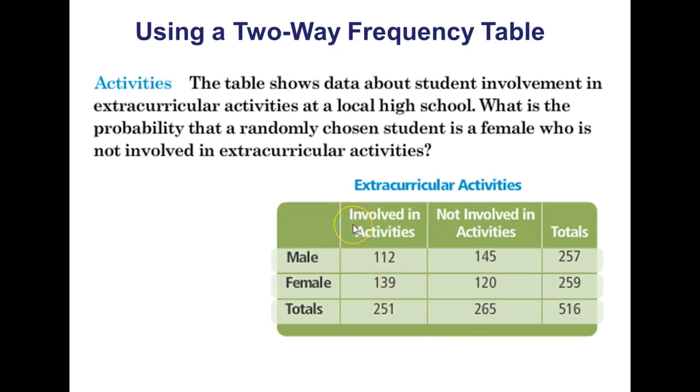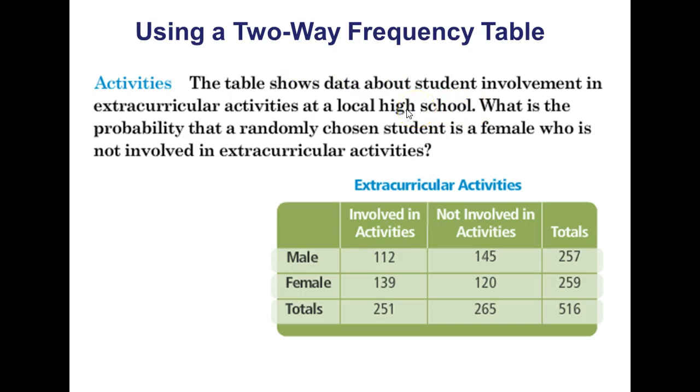means there's two different sets of information that's recorded on this frequency table. In this example, our rows are broken down by gender, and our columns are broken down by extracurricular activities, whether or not they're involved. And you'll notice that the margins are the totals. So it says that this information is information about student involvement in extracurriculars at a local high school.